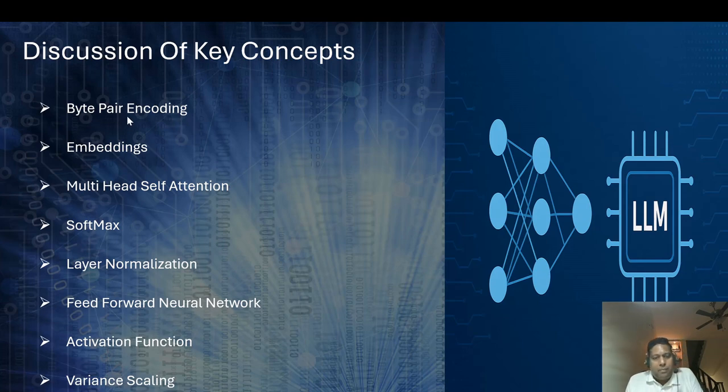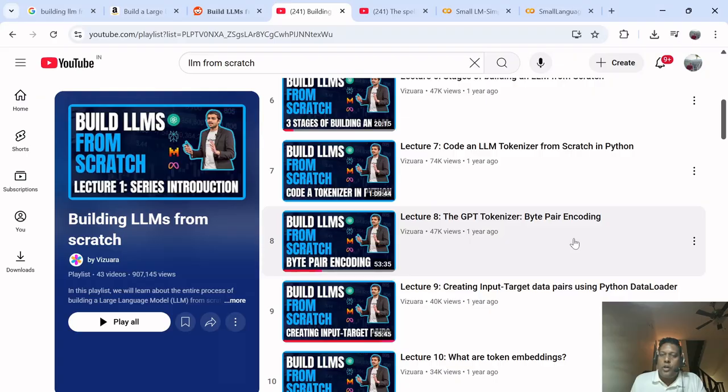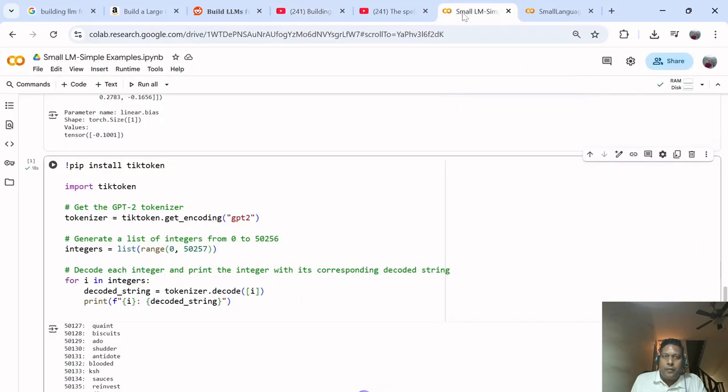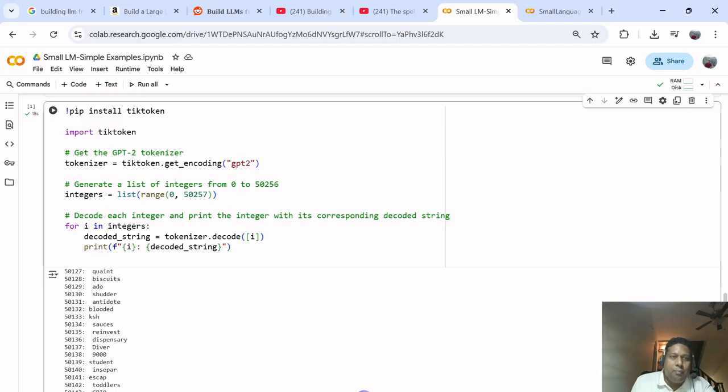That brings us to byte pair encoding. If you really want to understand byte pair encoding in detail, there is a video in the learning series by Dr. Raj, who explains in detail what byte pair encoding is. What I've done is really tried to leverage that learning. There are implementations of this byte pair encoding.